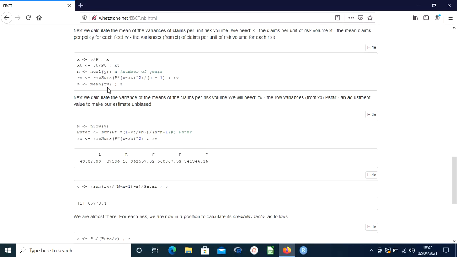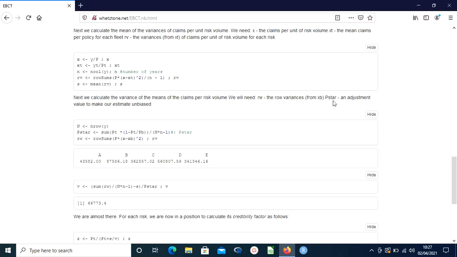the mean of RV. Now, the next thing was to calculate the variance of the means of the claims per risk volume. So for that we needed the row variances from XB. Notice in the previous one we had the row variances from XT. Now we're having the row variances from XB. So that's our overall mean.